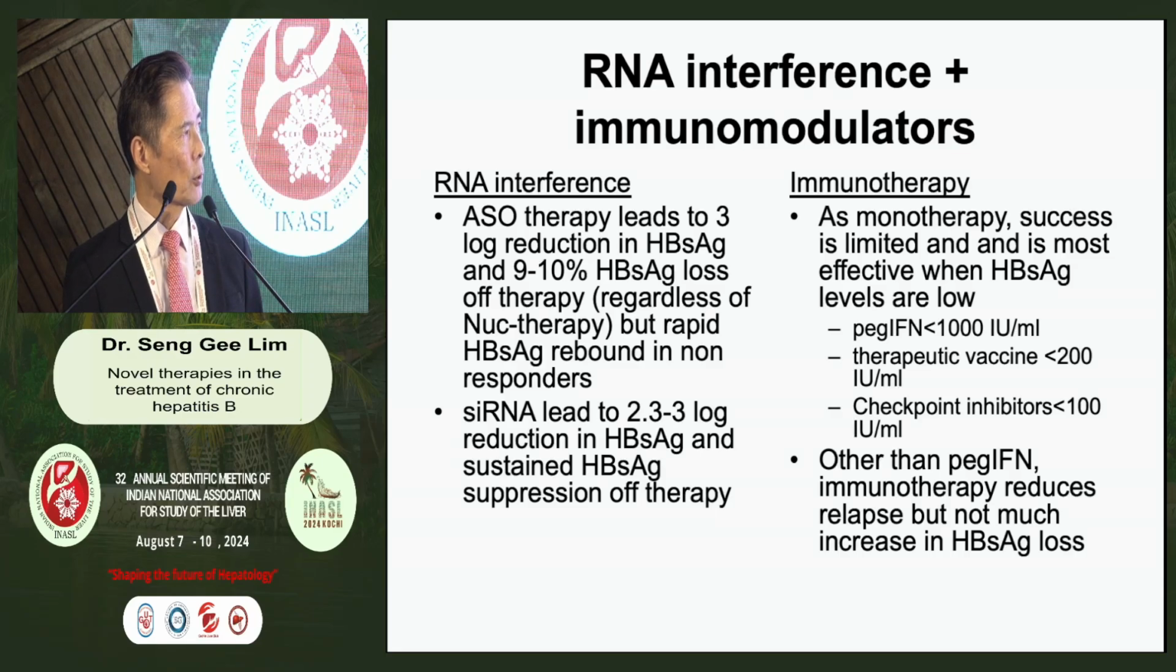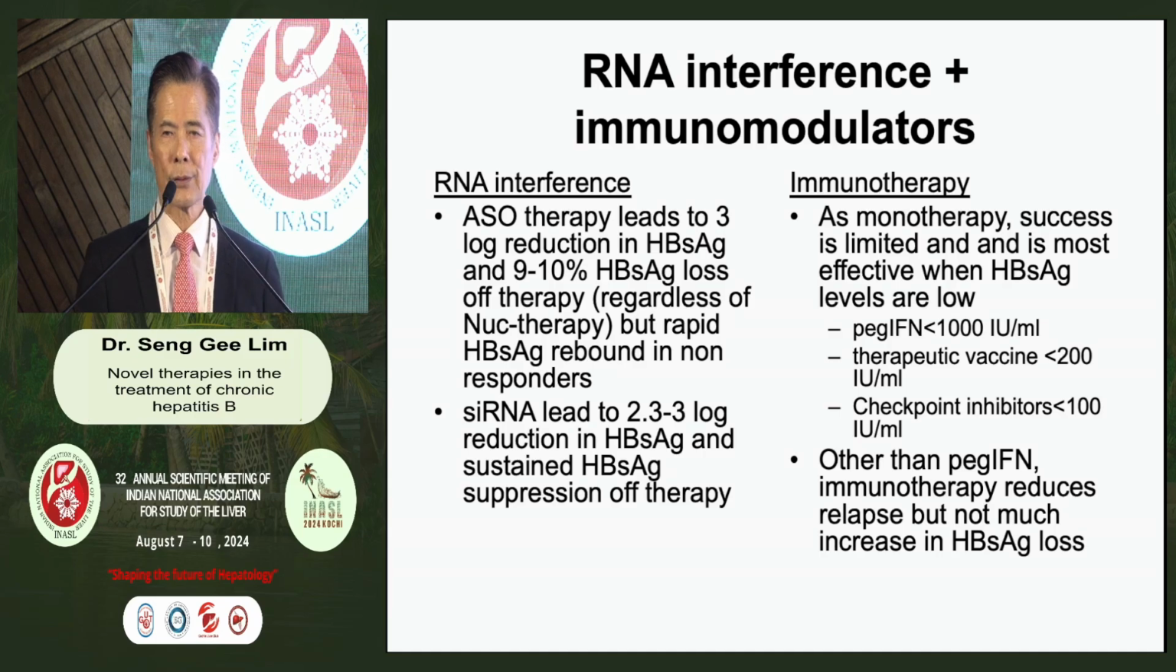For interferon, you need possibly less than 1,000 IU per mL to see some efficacy. For therapeutic vaccines, you need less than 200. For checkpoint inhibitors, less than 100. Other than interferon, immunotherapy reduces relapse rate, but not much increase in S antigen loss.